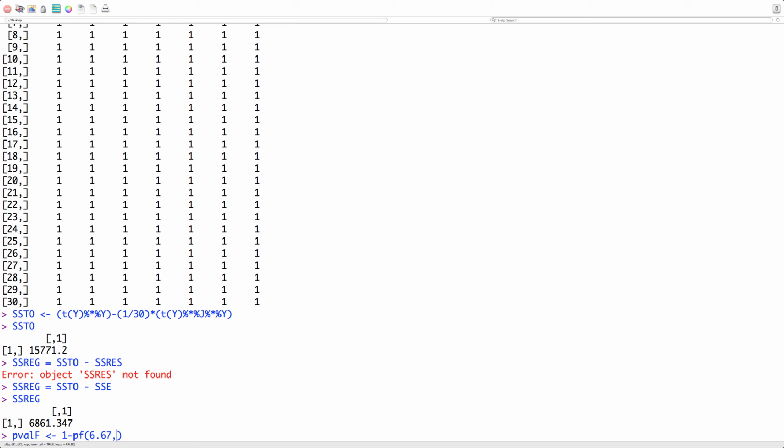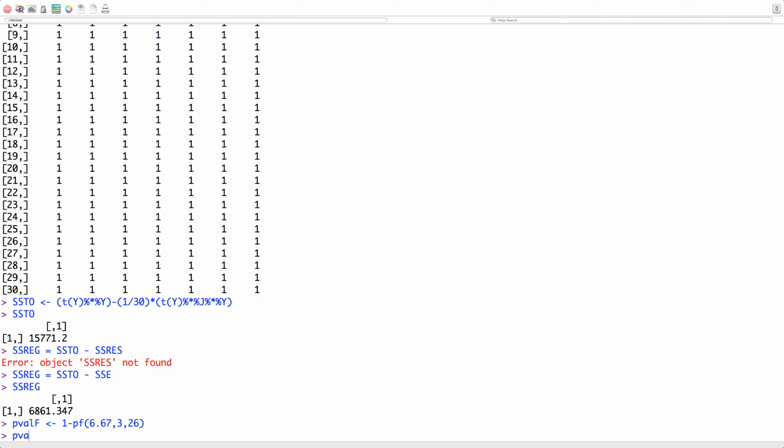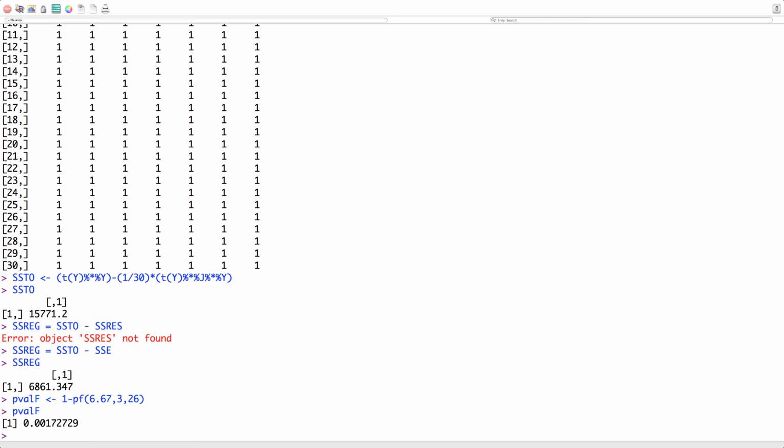6.67. Our degrees of freedom for the numerator were 3. Degrees of freedom for the regression was 3. Our degrees of freedom for the residual or the error term was 26. So guys, our p-value for the F is 0.0017. I'm going to write that down real quick.